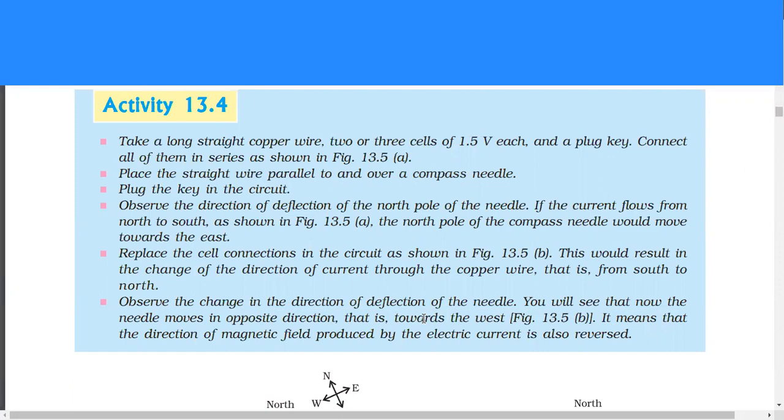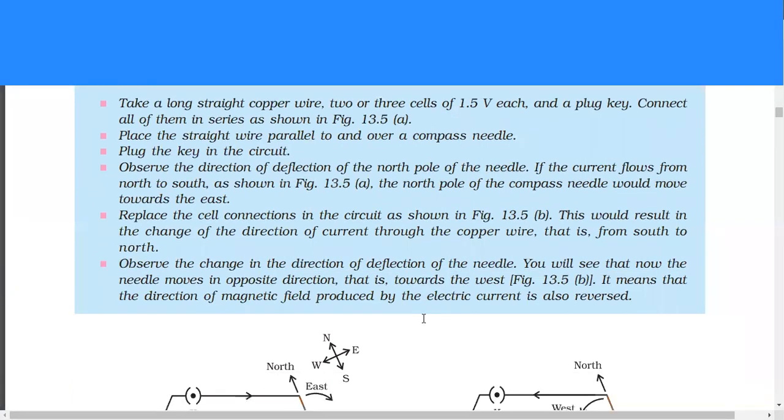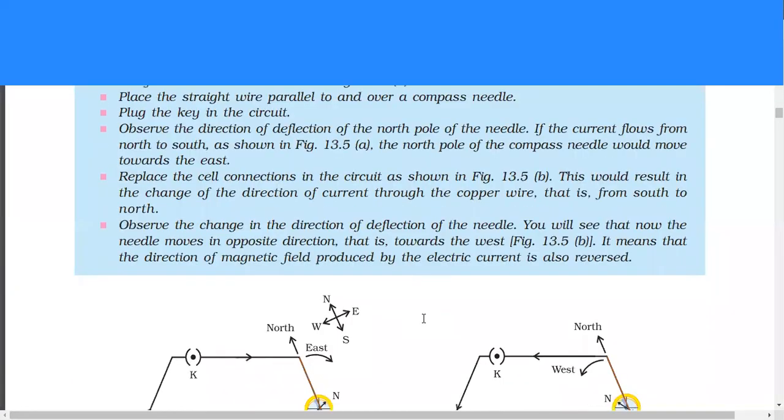Place the straight wire parallel to and over a compass needle. Plug the key in the circuit. Observe the direction of deflection of the north pole of the needle. If the current flows from north to south as shown in figure 13.5a, the north pole of the compass needle would move towards the east.